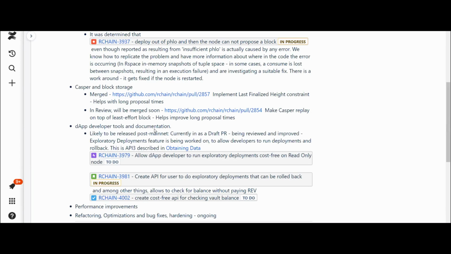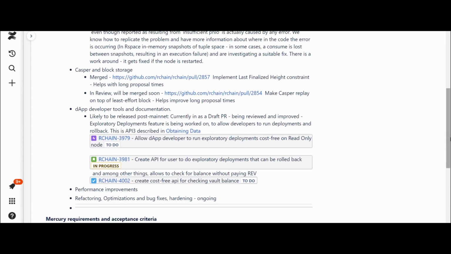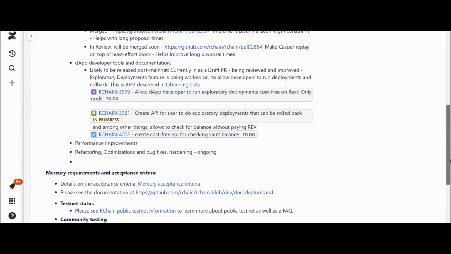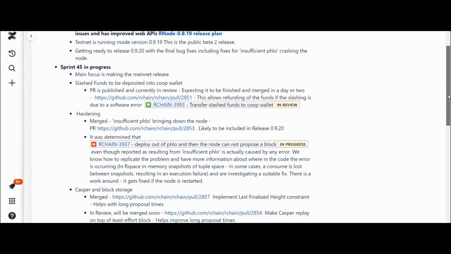The DApp developer tools implementation is basically TBD. We already released the web APIs, but the exploratory deployments are being worked on. So that's where we are on the tech update. Those are basically the highlights. Does anybody have any questions on the tech update?